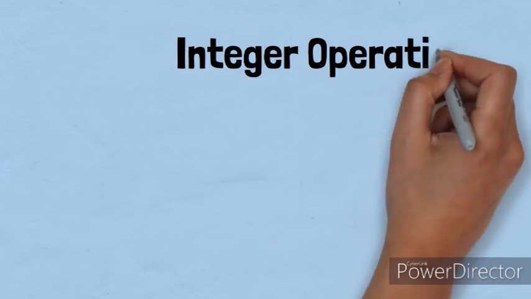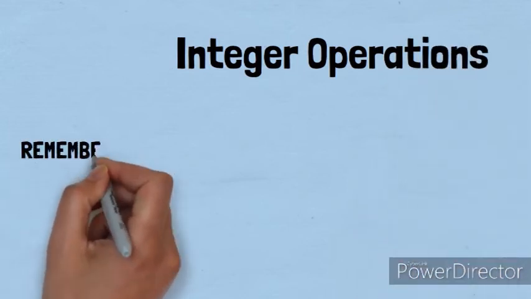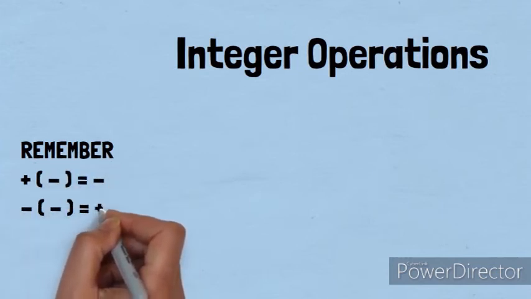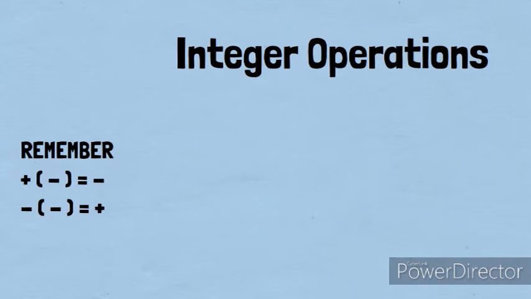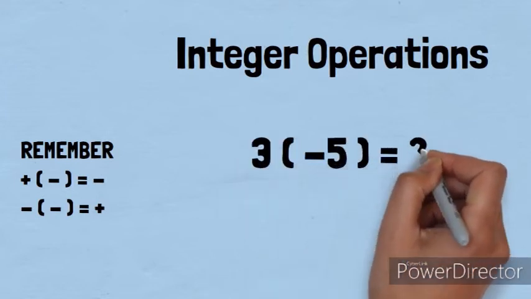Integer operations. Multiplication and division. When you're doing multiplication and division using integers, you have to remember two very important rules. Number 1, plus of minus is minus, and number 2, minus of minus is plus. Let's look at how we use these rules in an example.